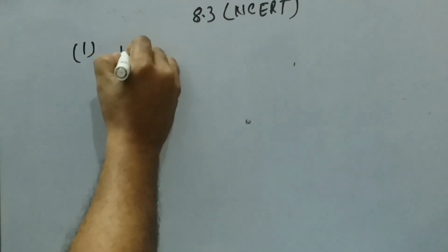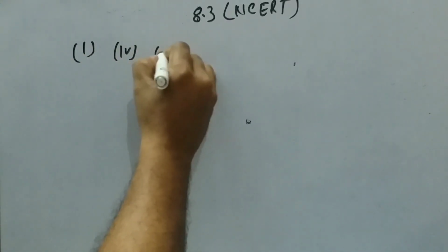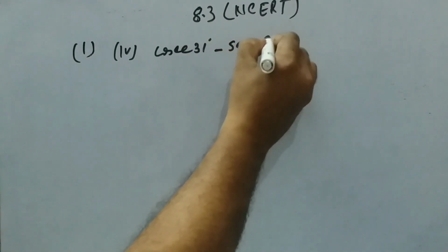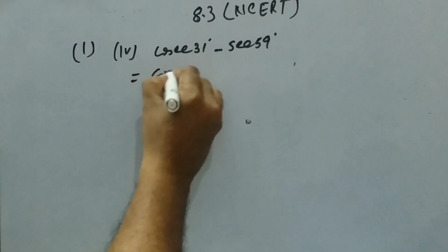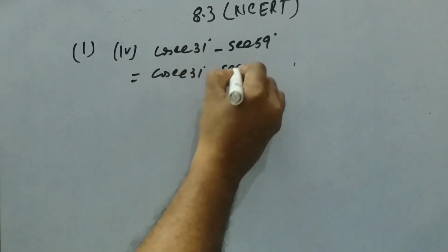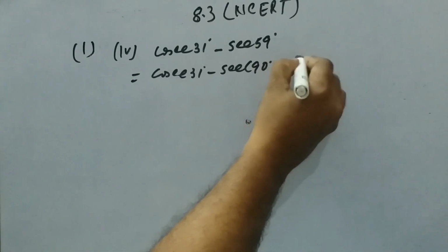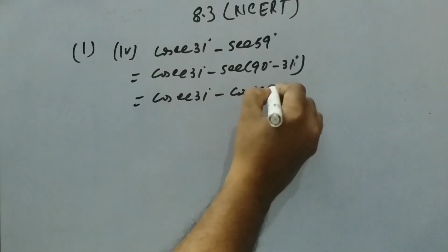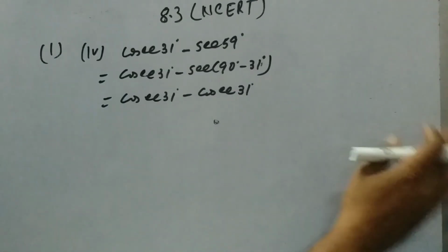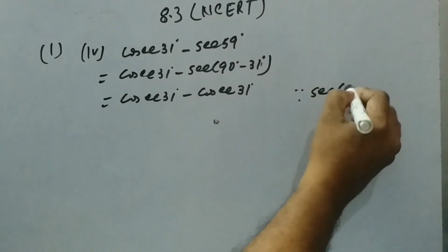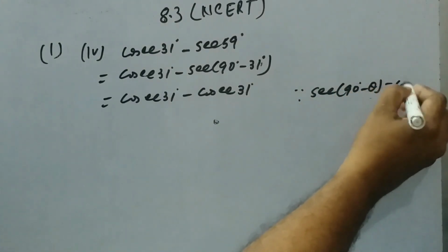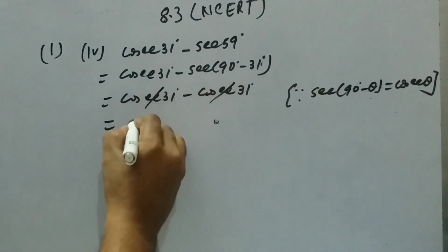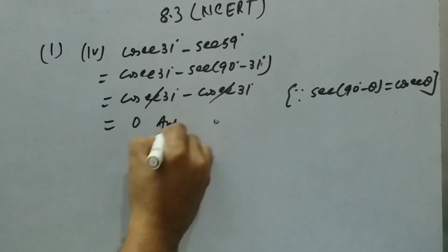Now question number 4. It tells: cosec 31 degree minus sec 59 degree. So cosec 31 degree minus sec (90 degree minus 31 degree). This becomes cosec 31 degree minus cosec 31 degree, since sec (90 degree minus theta) is equal to cosec theta. This is 0, and this is your final answer.